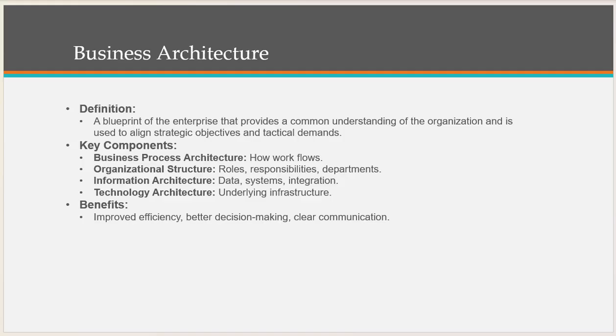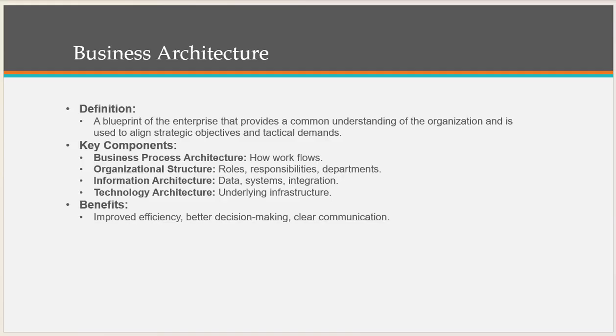It is also one of the important things: it is a blueprint of the enterprise, and it provides a common understanding for all the stakeholders, all the organizational levels, and all the investors, to align with the strategic objective and tactical demand. It helps us see how the business ecosystem will work and what the business is involved in. Then we discuss the key components of the business architecture. The first is the business process architecture, then the organizational structure, the information architecture, and the technology architecture. These are the different architectures contained in the business architecture.